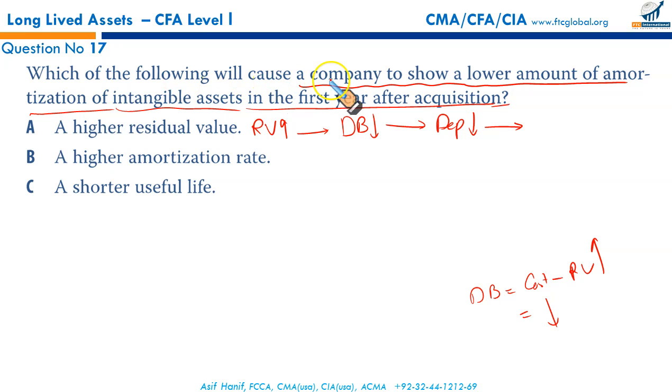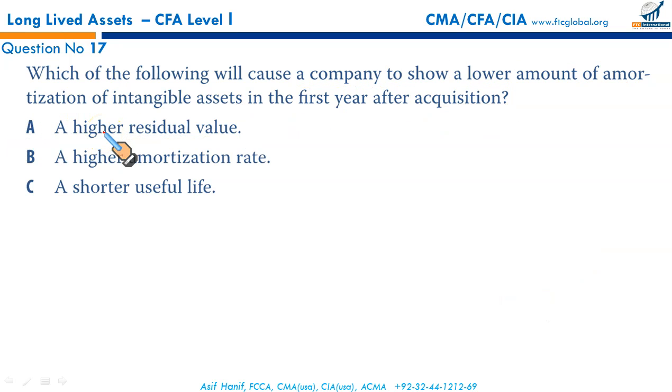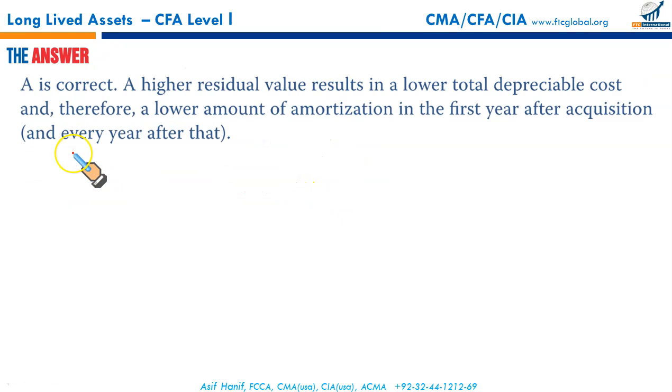Which of the following will cause a company to show a lower amount of amortization of intangible asset in the first year after acquisition? A high residual value. Without doubt, this is the right option, but it is always advisable to see the other options also to convince yourself that you have done it correctly. A higher amortization rate will result in more depreciation. A shorter useful life means you have to split the amortizable base over a shorter period, so depreciation or amortization would be higher. So B and C will result in higher amortization, but A would result in lower, so that is our right answer.